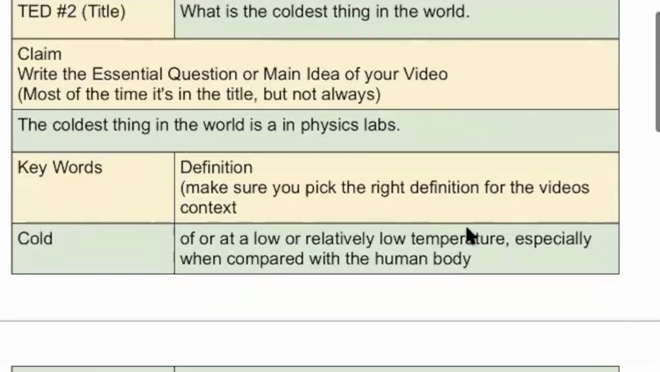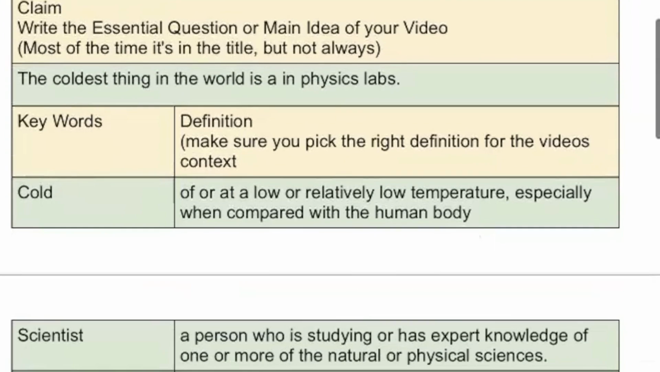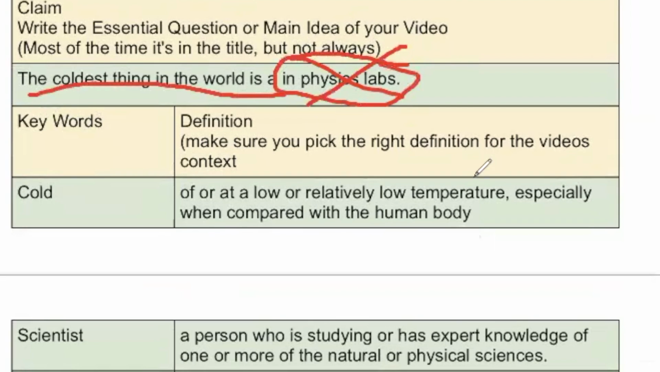Because this one's not completely correct, but it's pretty good. What is the coldest thing in the world? The coldest thing in the world is, so this is where it is, but it's not what the object is. Now I don't know if they actually use this word in the video because it's been a while since I've watched it, but it is the Bose-Einstein condensate. But I know they do talk about something specific.